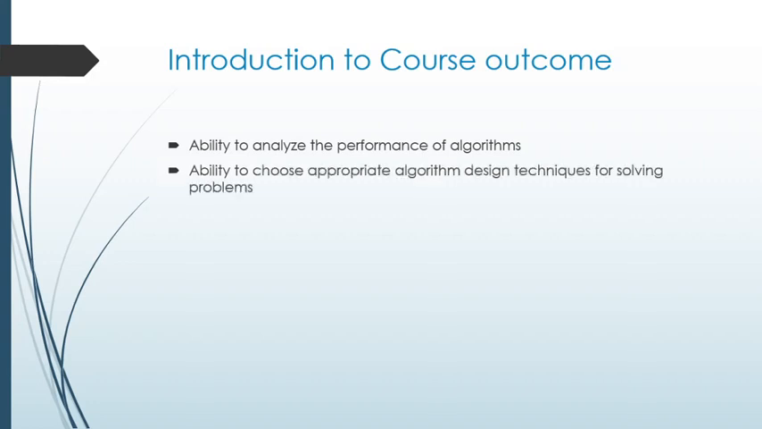Next, ability to choose the appropriate algorithm design technique for solving a problem, because we can face a lot of problems in programming. For that kind of problem, which algorithm should we select? You will get an ability to select the perfect algorithm for a given problem. There are different techniques to solve a problem, and whichever technique is suitable for that problem, you can select that.